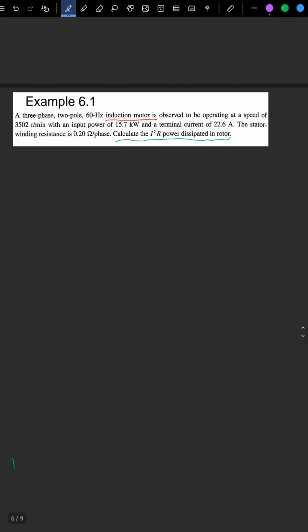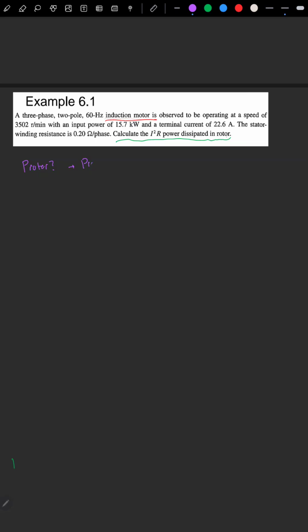Alright, so we'll get to the first example. A three-phase, two-pole, 60 Hz induction motor is observed to be operating at a speed of 3,502 RPM with an input power of 15.7 kilowatts and a terminal current of 22.6. The stator winding resistance is 0.2. Calculate the I squared R power dissipated in the rotor. So we know power equals I squared R. So it's basically just asking, what's the power at the rotor?